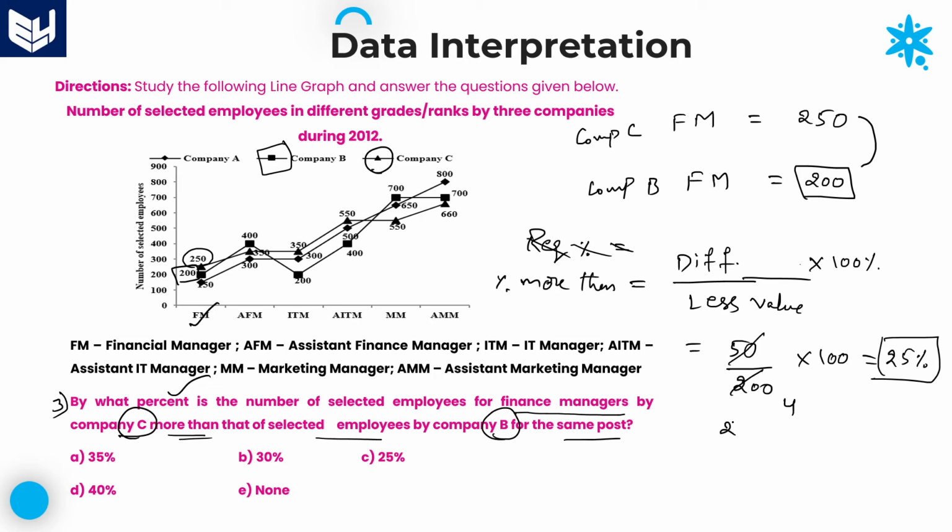It means the number of selected employees of company C finance manager, that is 250, is 25 percentage more than the company B finance managers, that is 200. Company C is 25 percentage more than that particular value. So if you observe carefully among the options, 25 is there at option C. Therefore option C is the right answer for this question. Option C.